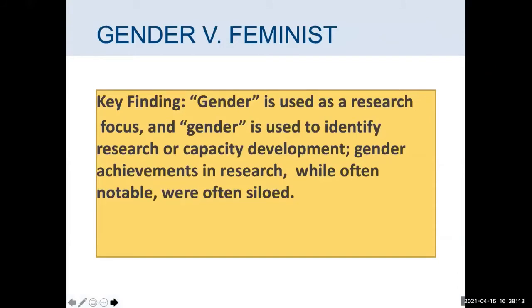One of the findings we had at the end of the evaluation was that gender is used as a research focus, and gender is used to identify research or capacity development. So in other words, gender was used in 2 different ways. What we found also was that gender achievements in research, while often notable, were often siloed.